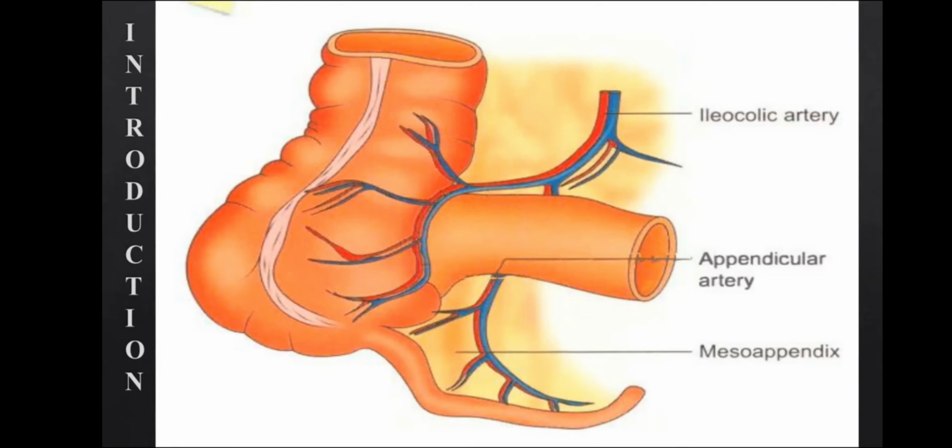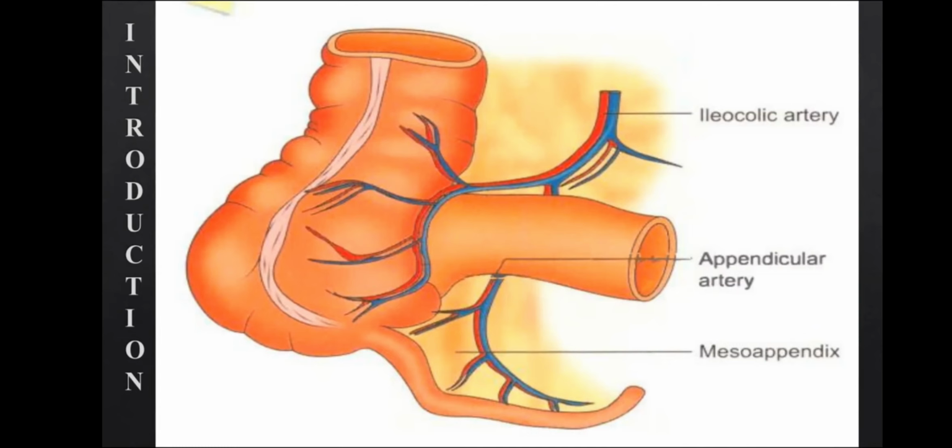About its blood supply, appendicular artery; venous drainage, appendicular, ileocolic, superior mesenteric and portal vein; nerve supply T9 to T10; lymphatic drainage, ileocolic nodes. That is about the anatomy.